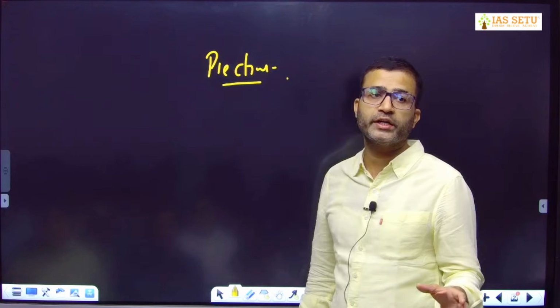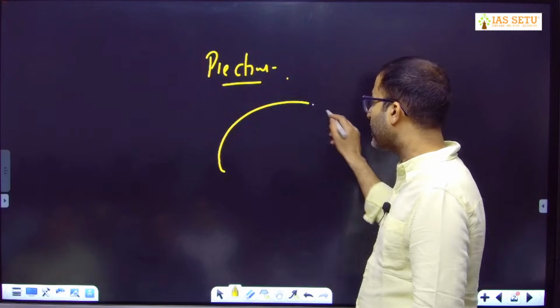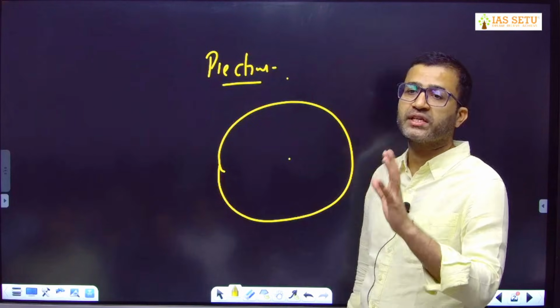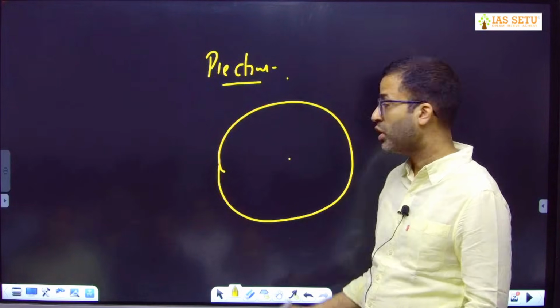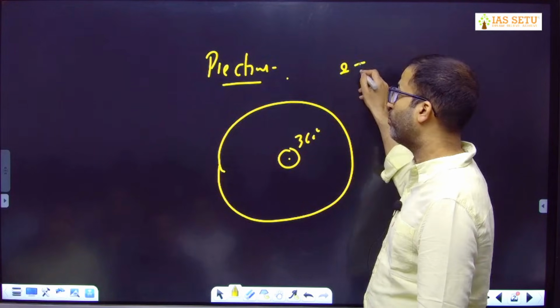Maybe in your school days you studied statistics, tables, and the pie chart. Why is this representation called a pie chart? Here the angular representation is the pi representation. You can see the total angle here is 360 degrees, so it is 2 pi angle.